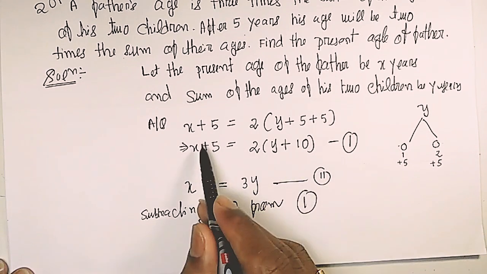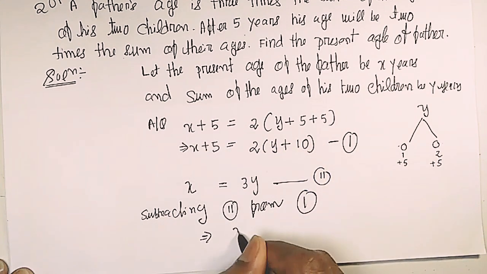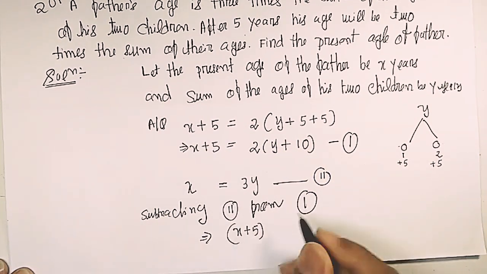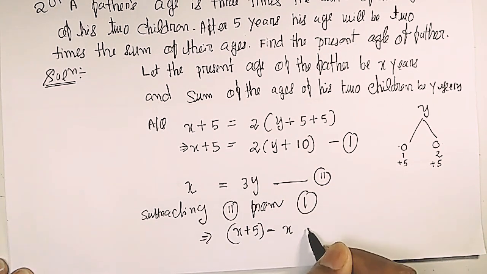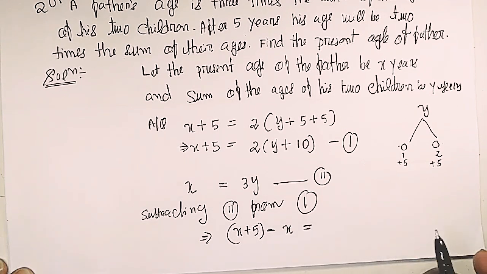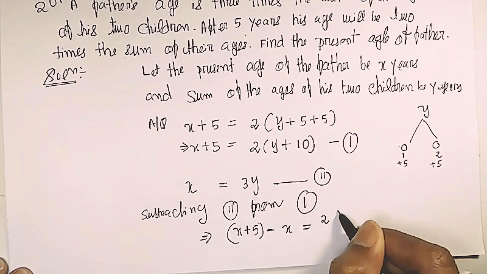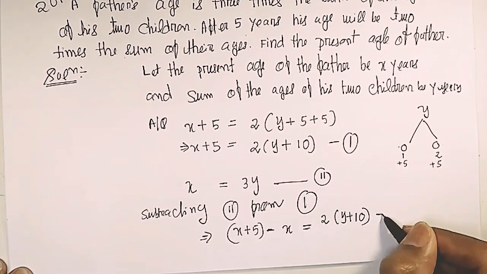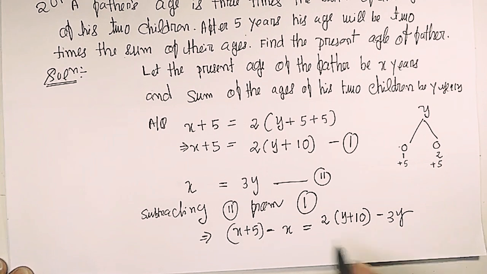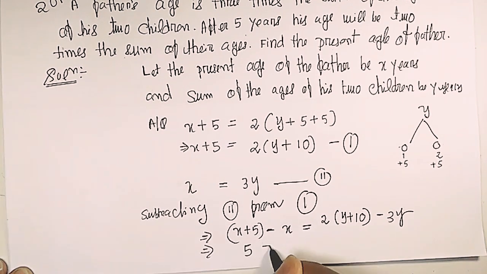So the left hand side will be subtracted from the left hand side. What is the left hand side of 1? It's x plus 5. What is the left hand side of 2? It's x. So x plus 5 minus x equals the right hand side subtracted from the right hand side. What is the right hand side of 1? It's 2y plus 10. And the right hand side of 2 is minus 3y. So remove the bracket, this x and this x we can cancel, it becomes 5.